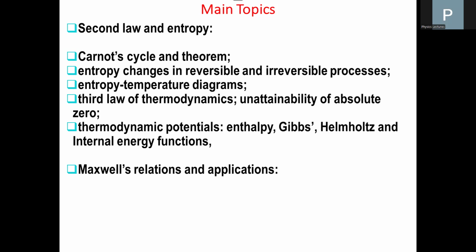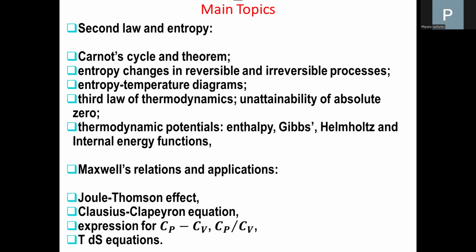And in analogy to mechanics, four thermodynamic potentials are defined: internal energy, Helmholtz free energy, Gibbs free energy, and enthalpy. We will also derive Maxwell's thermodynamic relations, and we will see that we can apply those relations to explain Joule-Thomson effect. Also, we can derive Clausius-Clapeyron equation. We can derive an expression for Cp minus Cv, which is also called the heat capacity relation. We will also derive the expression for ratio of specific heats.